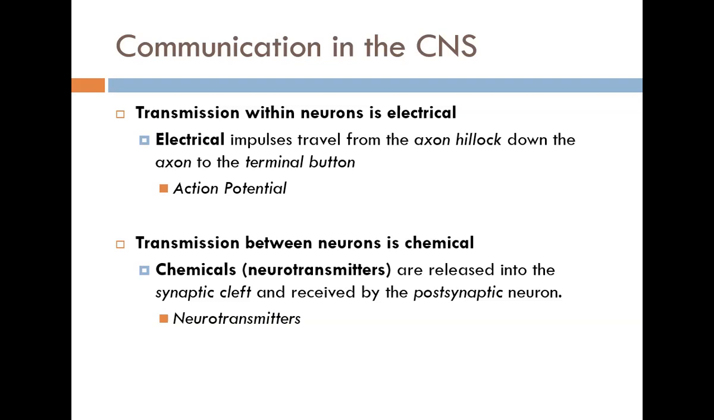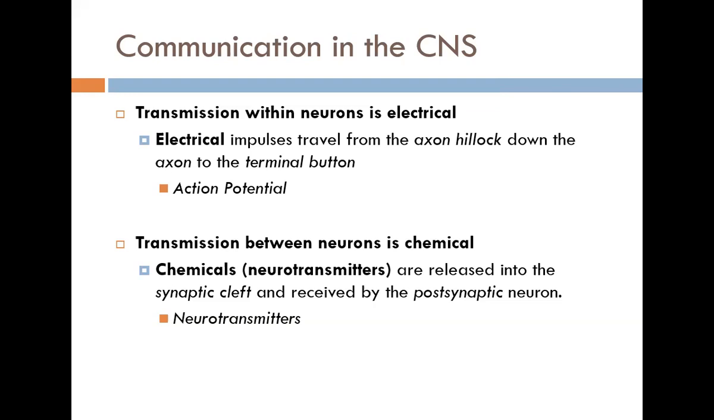Serotonin. Dopamine. Melatonin is tricky, it's a hormone. ACH, acetylcholine. These are all types of neurotransmitters. Technically, a hormone is a neurotransmitter that's outside of the central nervous system, but we'll get into the specifics later.